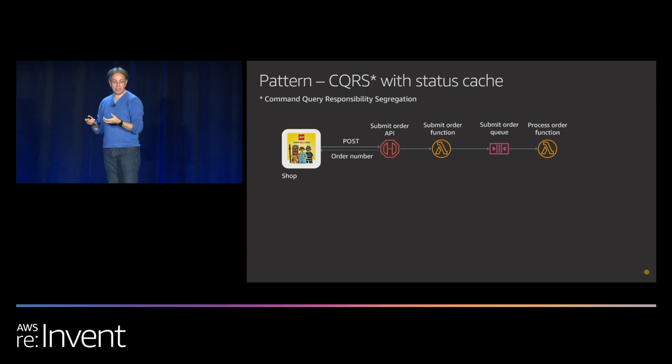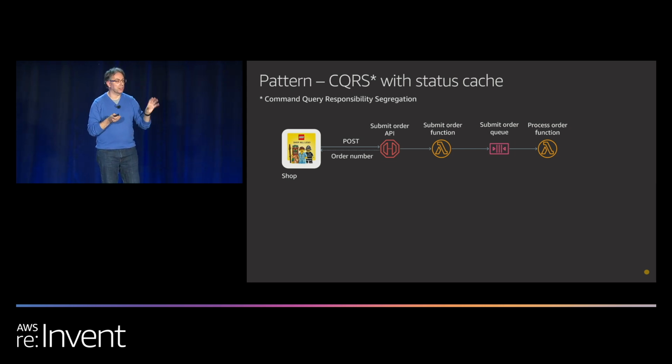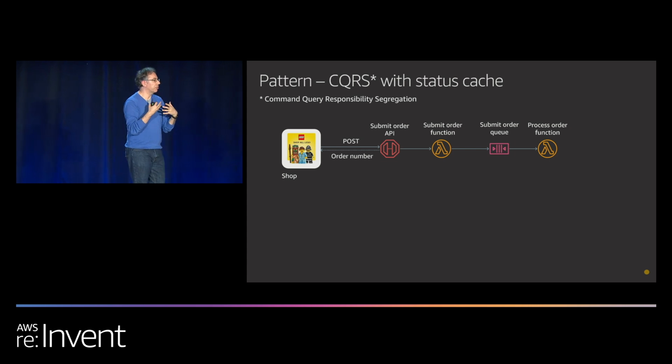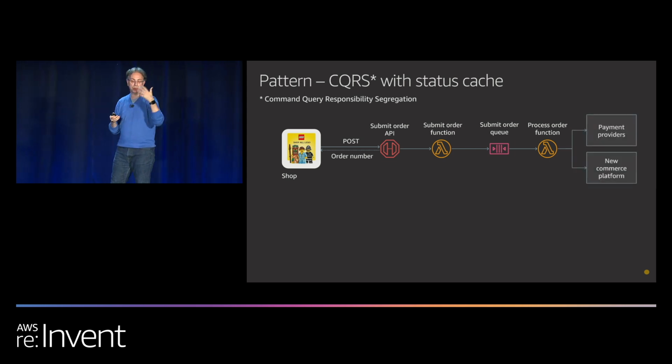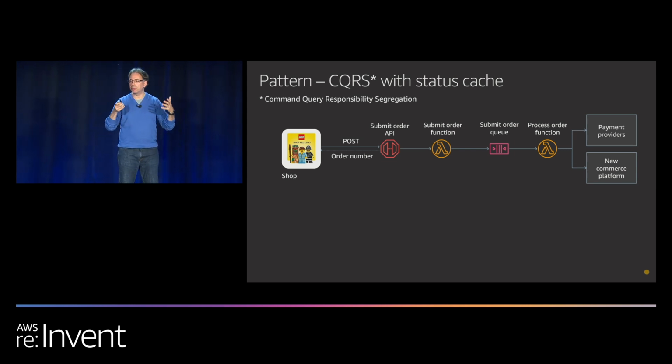In this case, for example, the commands go through a POST to a submit order API. This submit order API is calling synchronously a submit order function. This function is doing the final check, and then it's putting the order into an SQS queue. And from this SQS queue, the order is taken by a function that is decoupled from the front end. So the front end already gets immediate feedback for the customer, your order has been submitted, and it takes this time to do the processing. So it checks the payments, it works with the e-commerce platform to process the order.